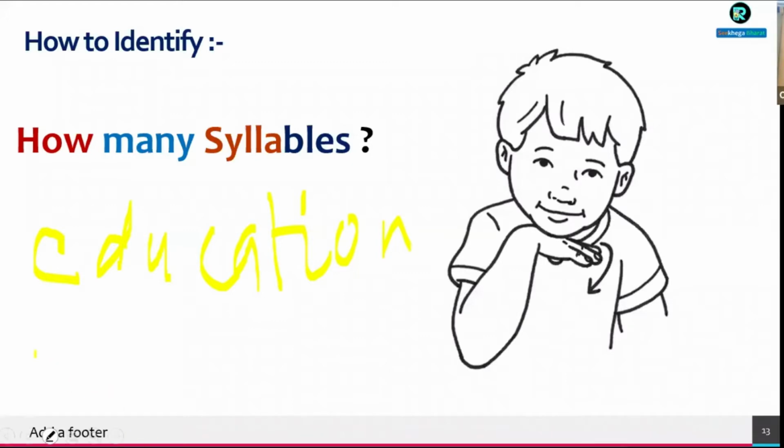So basically, remember, each syllable has to have a vowel sound. So it will be like this: e, ju, kay, shan. Everywhere you can see there is a vowel sound.